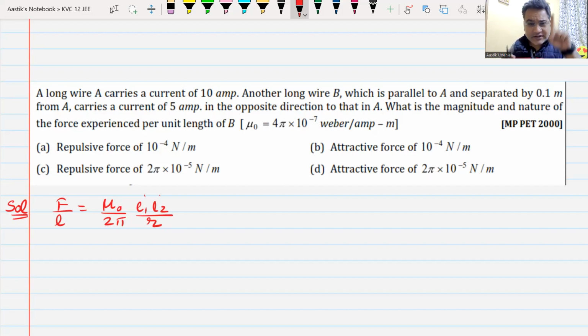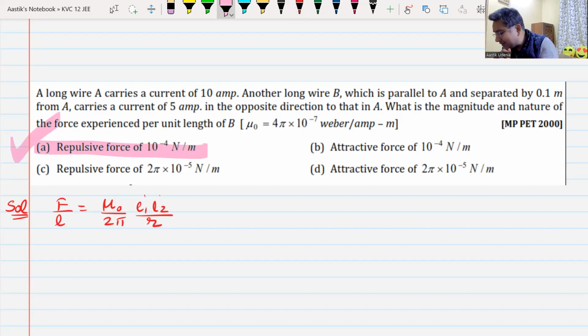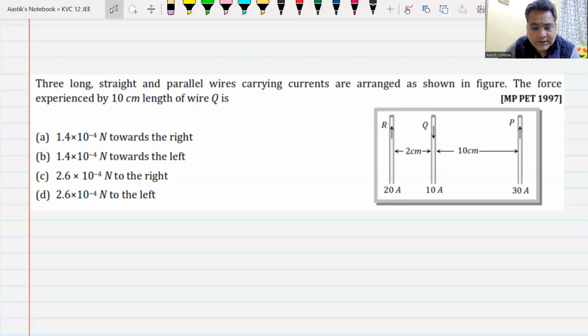Both the wires carry current in the opposite direction. Opposite direction current, the force is repulsive. So the answer is A. The magnitude is 10 raised to the power minus 4 Newton per meter and the direction is repulsive. When two wires carry current in the same direction, force is attractive. In the opposite direction, force is repulsive. I'll give you a minute to note it down and then we'll move on to the last question for today's class.